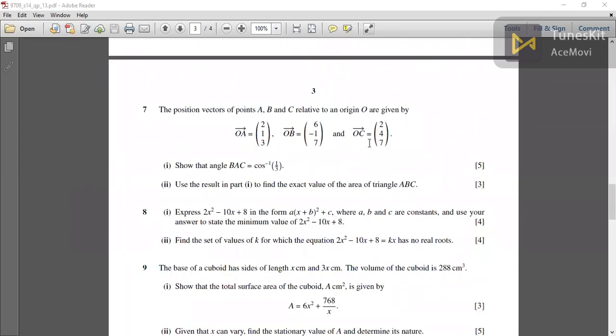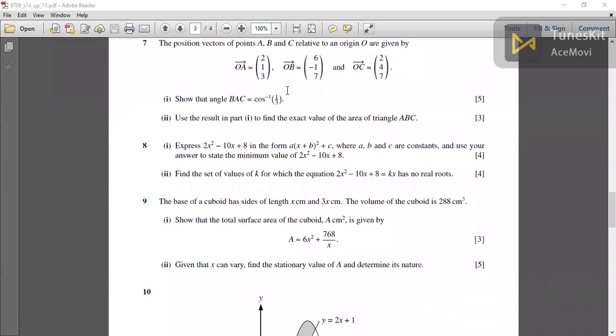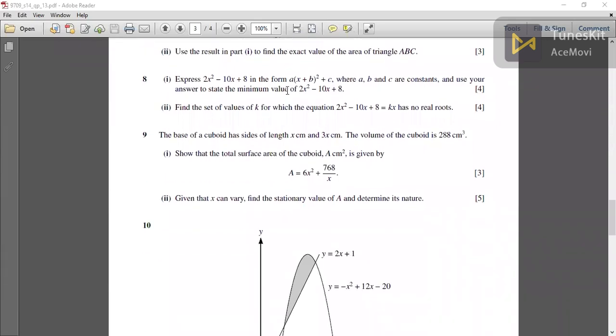Number 7 is about factors, because in the new syllabus for the Cambridge AS level Paper 1 the factor chapter is not included, so I shall skip it. So I shall go directly to number 8. Number 8, as we can see, the first thing we have to do is completing the square.